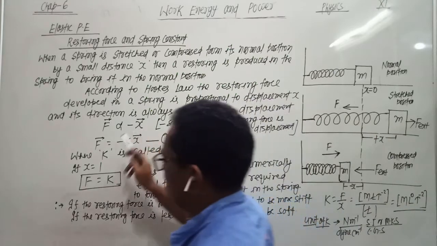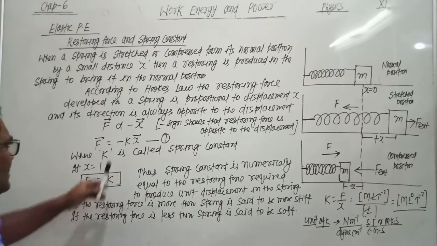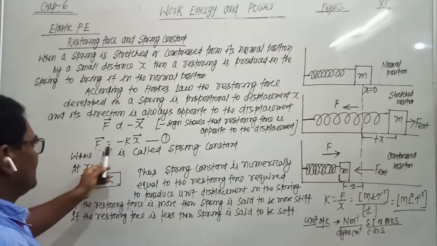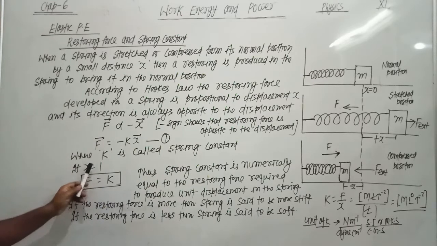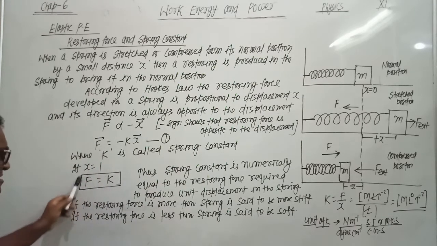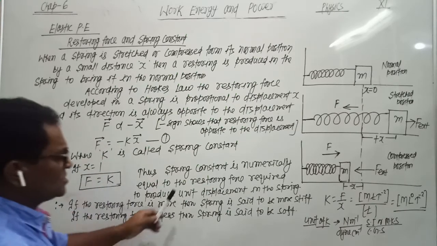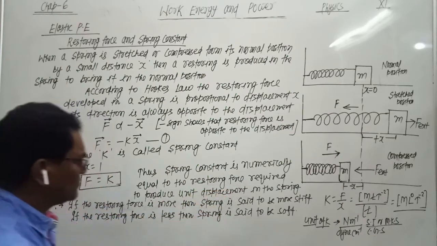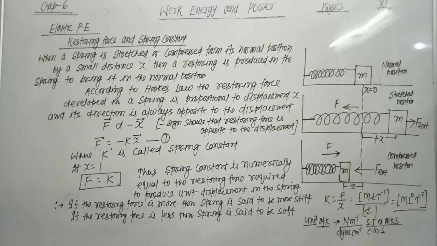And from Hooke's law, F is proportional to minus x. The minus sign shows that the restoring force is always opposite to the direction of the displacement. When we remove the proportionality sign, we get F equals minus kx, where k is called the spring constant, and for x equals 1, F equals k. This is the numerical value, that's why we have ignored the minus sign. So the spring constant is numerically equal to the restoring force required to produce a unit displacement in the spring.